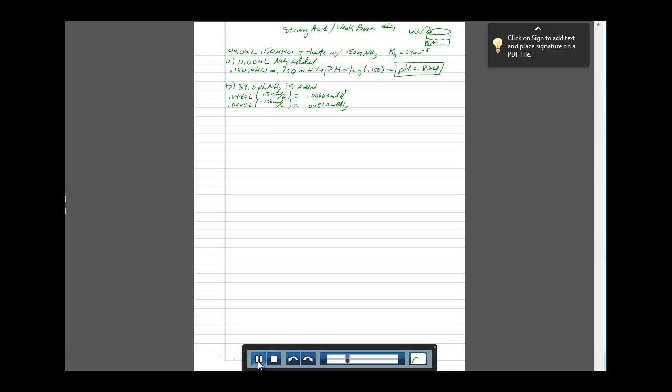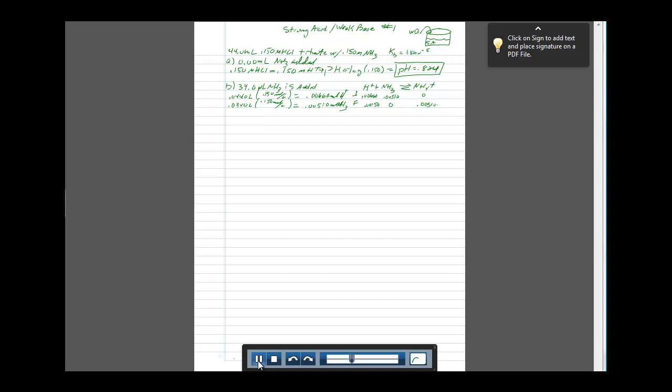Now, I have a limiting reactant of ammonia, so this is going to be an ICE table here. The acid plus the ammonia is of course going to yield ammonium. Initially I have 0.00660, 0.00510, nothing for the product, and finally at the end I end up with 0.00150 of acid. All of the base is going to be gone, and 0.00510 moles of the conjugate acid formed.